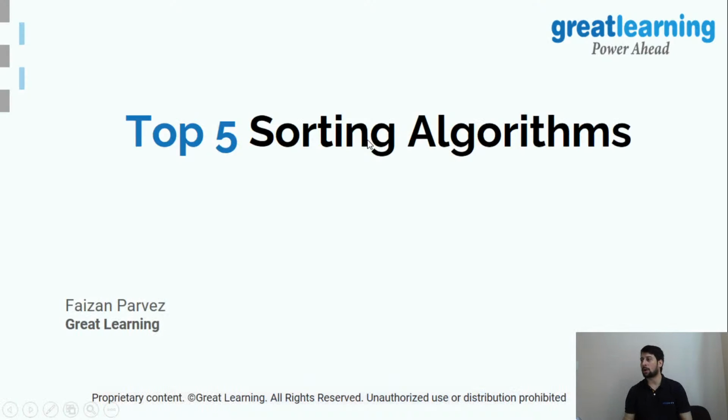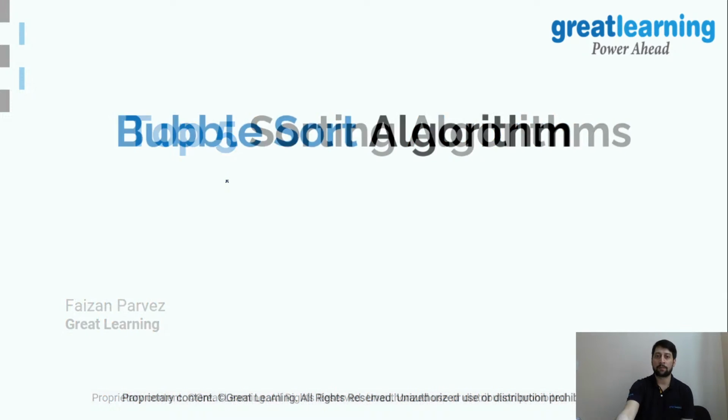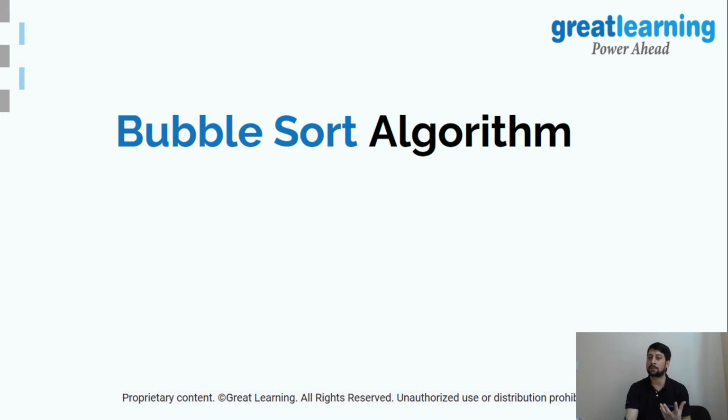So today we are going to talk about, okay, I can see some yeses, okay, great. So now today we are going to talk about top 5 sorting algorithms. So first we will talk about the simplest sorting algorithm that is there, which is bubble sort.